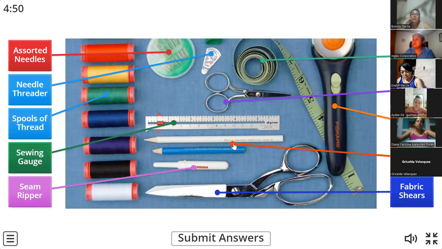Marking pencils. Los que tienen para marcar, okay? Which one of these do you use? ¿Cuáles utilizan de los que están aquí? No, casi. Which one do you use? Scissors, needles, seam ripper. Pero son de otros, no de ese.